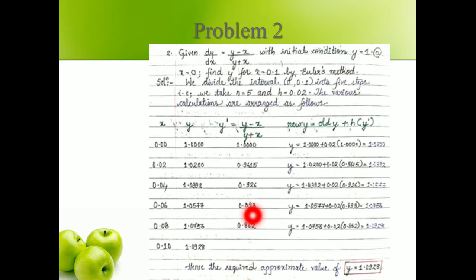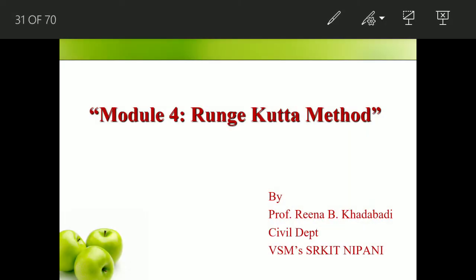The appropriate solution for Euler's method required is, hence, for x equal to 0.1 we get the y value as 1.0928. This completes Euler's method.